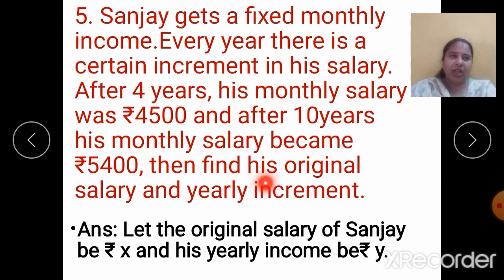Let us come to the last part of the sum, from where I will think what I have to assume. The question is, find his original salary and yearly increment. So these are the two things which I have to consider. So let us start our sum from here. Let the original salary of Sanjay be x rupees, while his yearly increment be y rupees. Okay. Now before I frame the equation, you should understand the meaning of this. Fixed monthly income and certain increment, that is yearly increment.